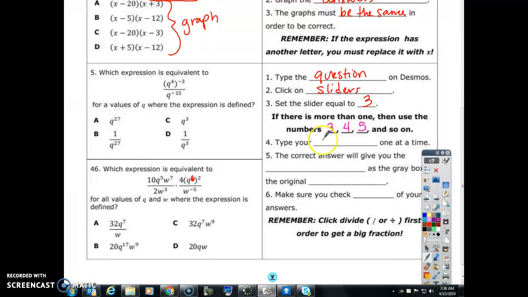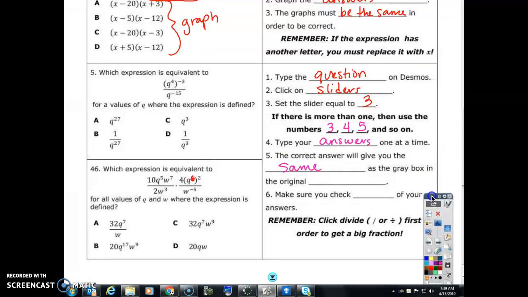Type your answers one at a time, and the correct answer will give you the same as the gray box in the original equation. Make sure you check all your answers.